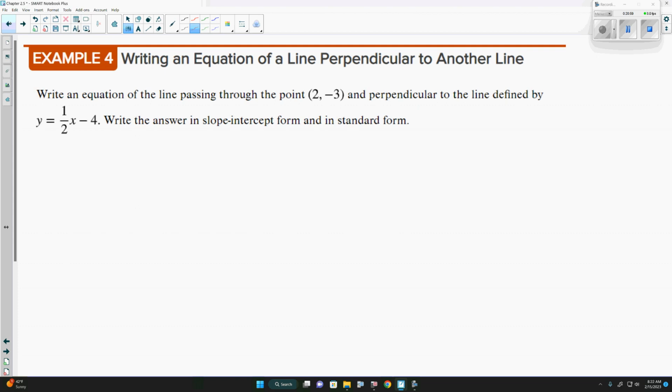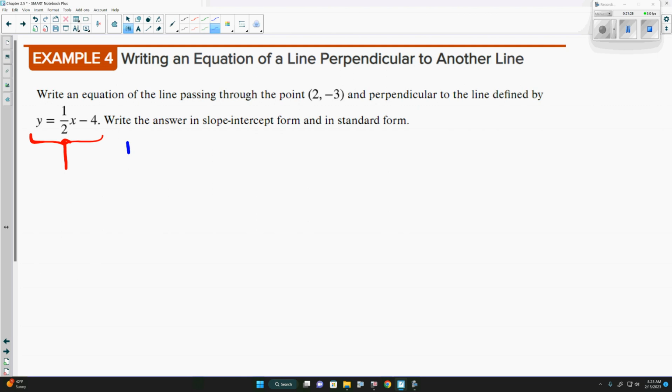Write an equation of the line passing through the point 2, -3, and it's perpendicular to the line defined by y equals 1/2 x minus 4. Write the answer in slope-intercept form and standard form. The nice thing about this one is they already gave it in slope-intercept form. So it tells us what the slope is, and the slope is 1/2.